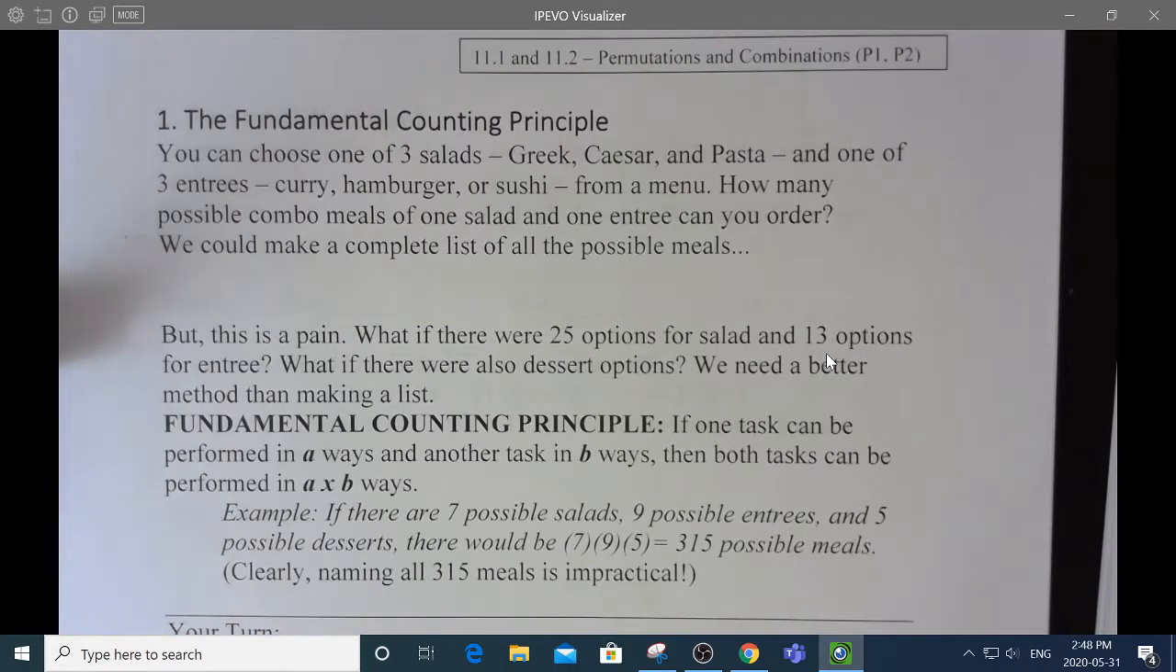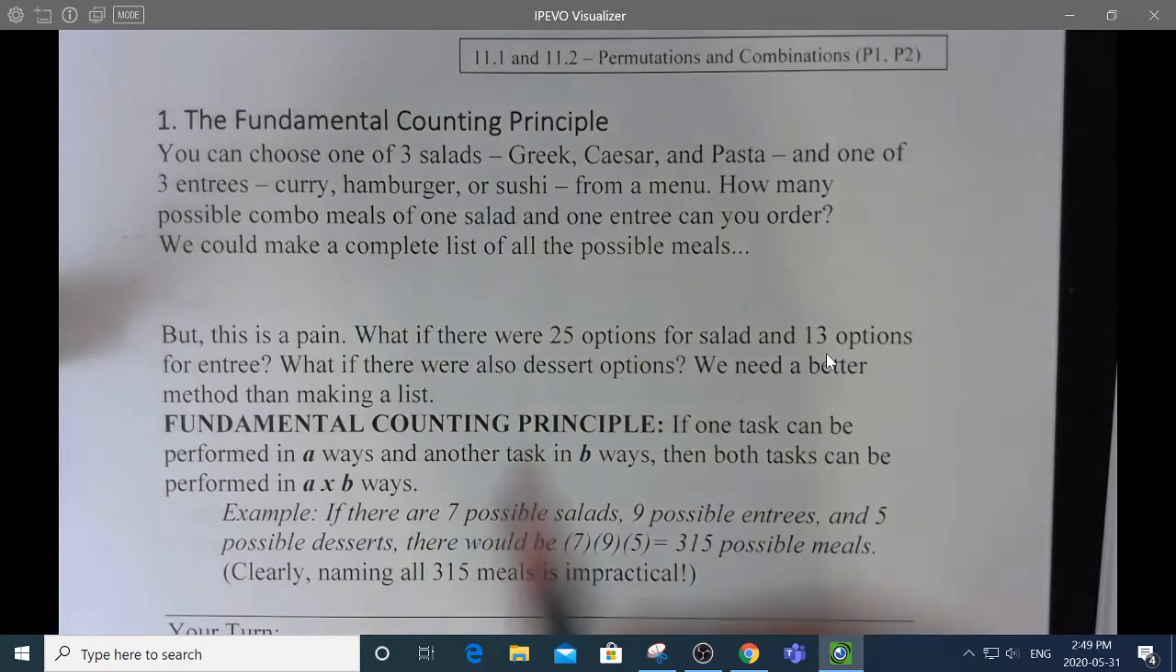You can choose one of three salads at a restaurant: a Greek, Caesar, or pasta, and one of three entrees: curry, hamburger, or sushi, from a menu. This is an interesting sounding restaurant. How many possible combo meals of one salad and one entree can you order?